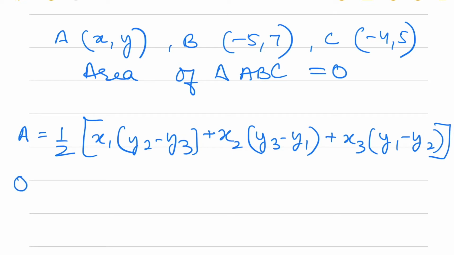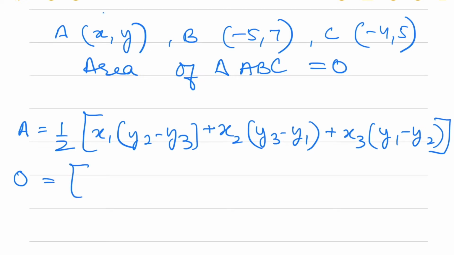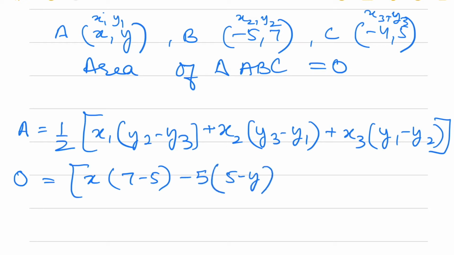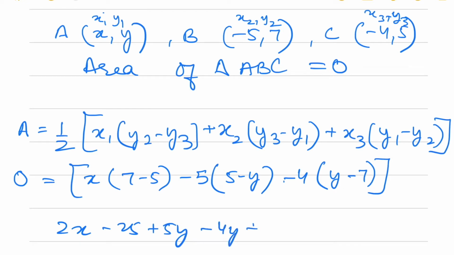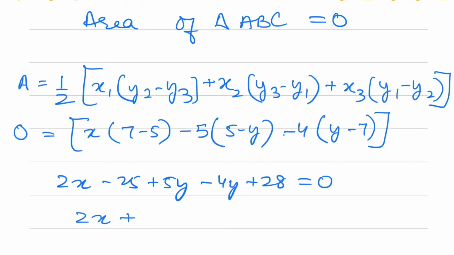So area is equal to 0, and this half comes this side, so this also becomes 0. Let's take coordinates of point A as (x1, y1), B as (x2, y2), and C as (x3, y3). Now let's substitute. So we have x into (7 minus 5) minus 5 into (5 minus y) minus 4 into (y minus 7). So we have 2x minus 25 plus 5y minus 4y plus 28 is equal to 0. 2x plus y plus 3 is equal to 0. That's the answer.